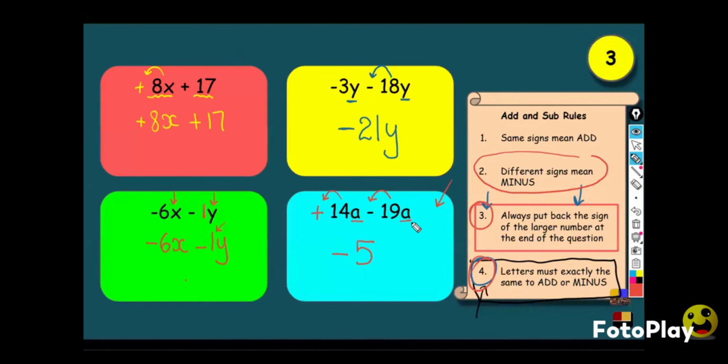And the letter involved, the common letter involved is A. Remember I said you don't write A twice because you have 2 A's. The letters, you only write back once at the end of the question. Once, if you write it twice, that's completely wrong in maths. So the final answer is minus 5A.